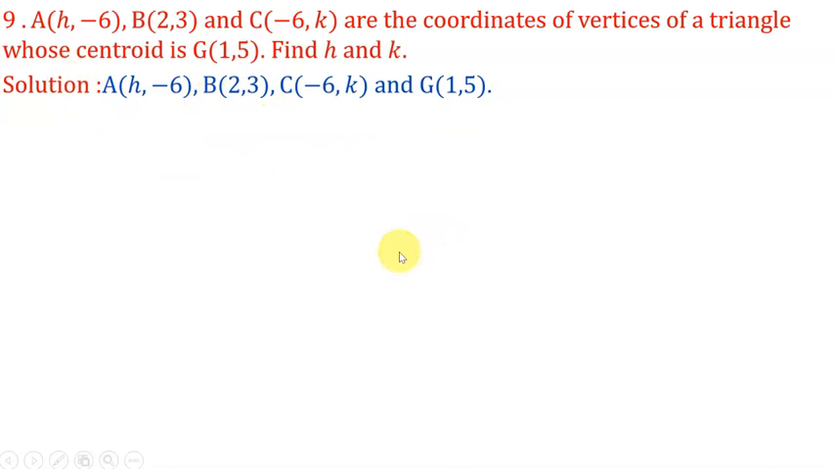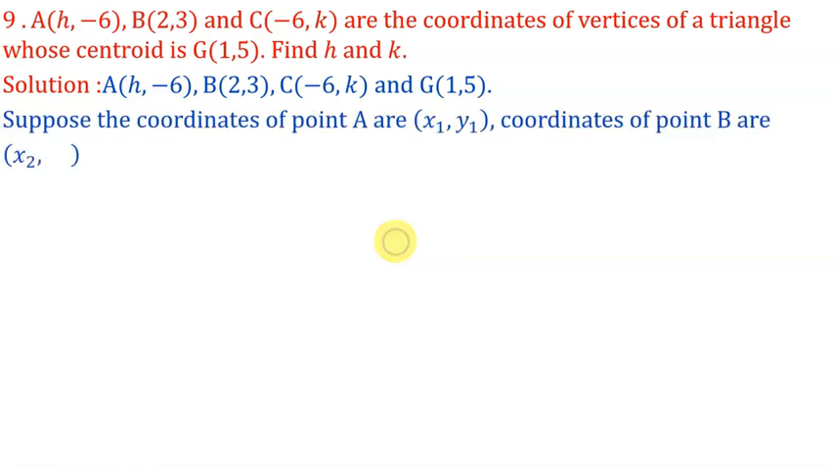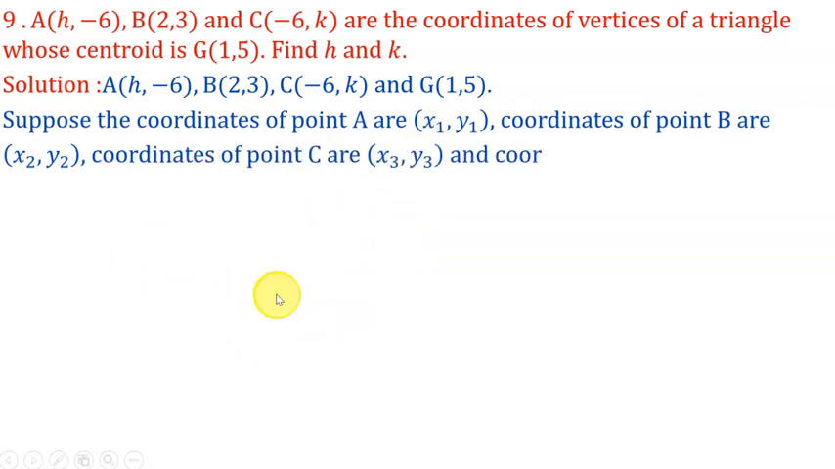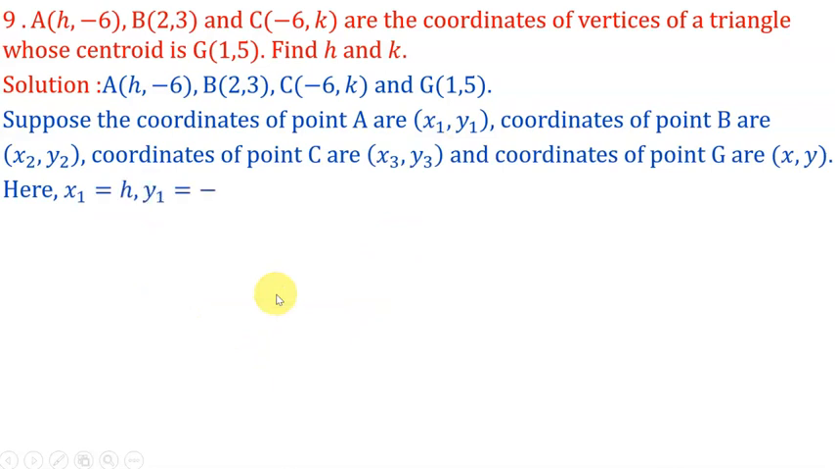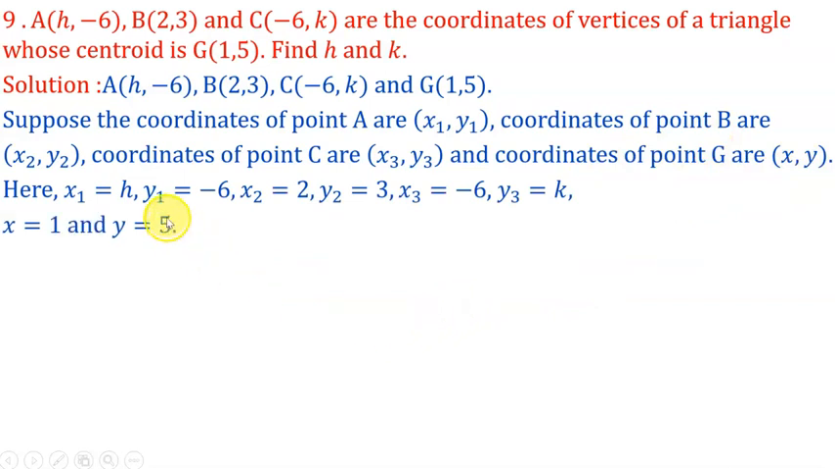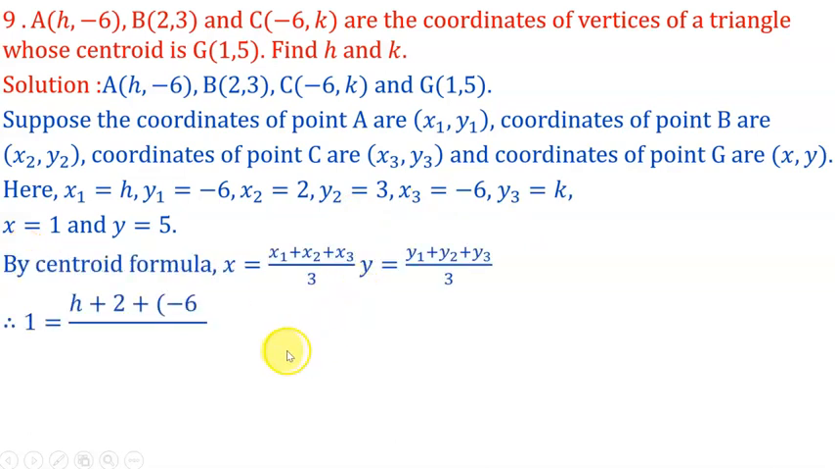सेंट्रॉइडचा इथे फॉर्म्युला अप्लाय करणार. ज्या व्हॅल्यूज आपल्याला माहिती आहे त्या सबस्टिट्यूट करणार, ज्या नाही त्या आपल्याला मिळतील बरोबर कॅल्क्युलेशन. ओके, suppose the coordinate of the point A is (x1, y1), B is (x2, y2), C is (x3, y3). Centroid coordinate G, that is whose coordinate is (x, y). Okay, x1 is h, y1 is -6, x2 is 2, y2 is 3, x3 is -6, y3 is k. x is equal to 1, y is equal to 5 by centroid formula.